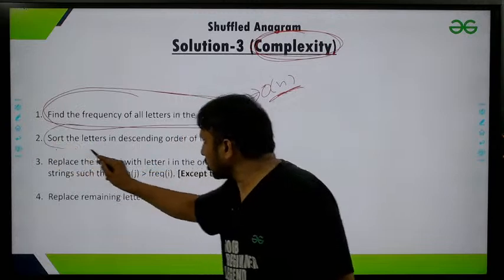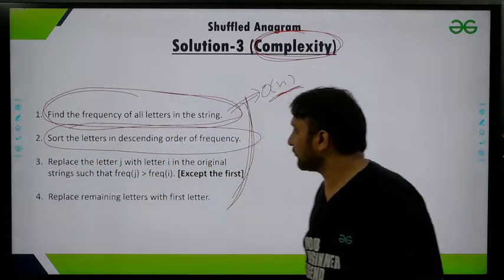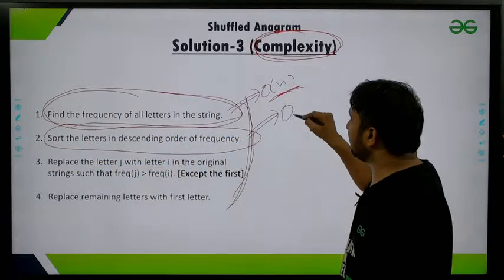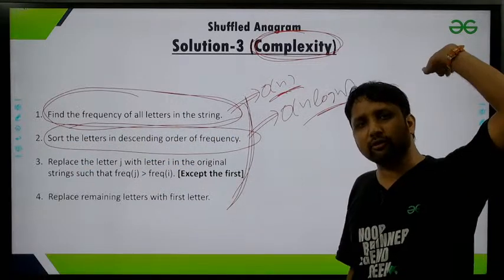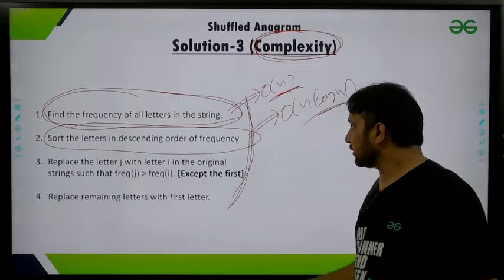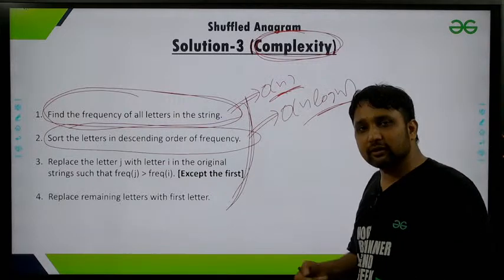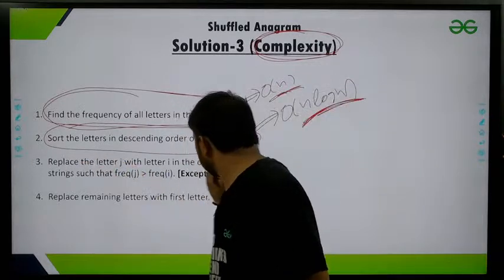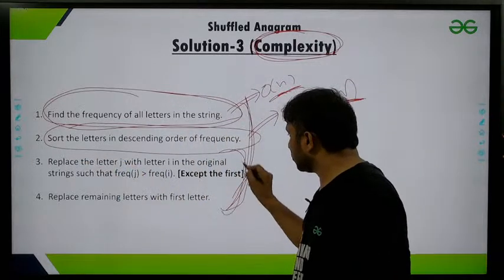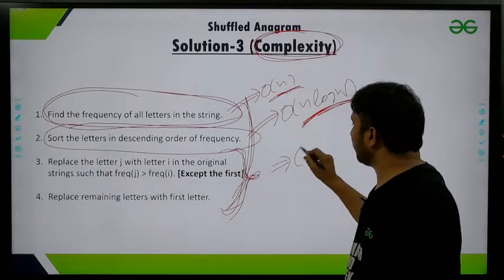And to sort the letters in descending order according to their frequency, in the worst case that will take n log n time. In the worst case, let's suppose all letters are different, then that will take n log n time. And these two steps will take order of n time.